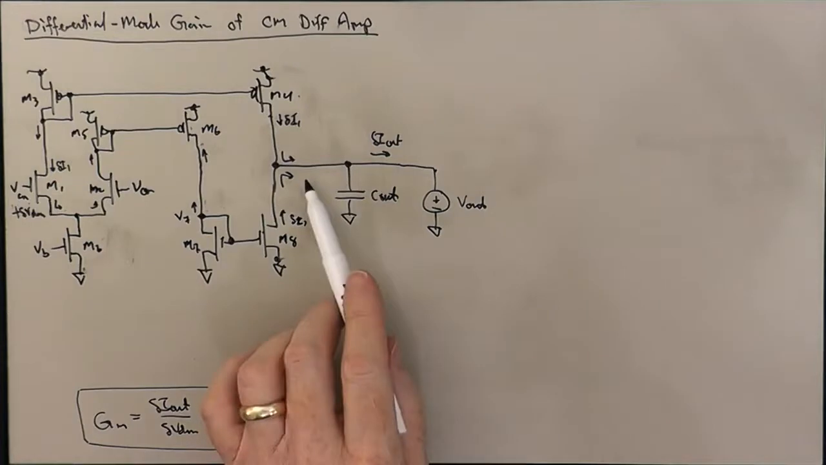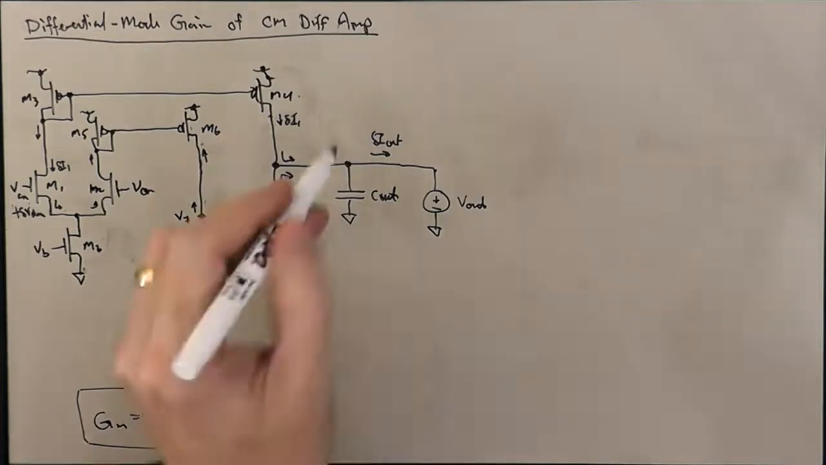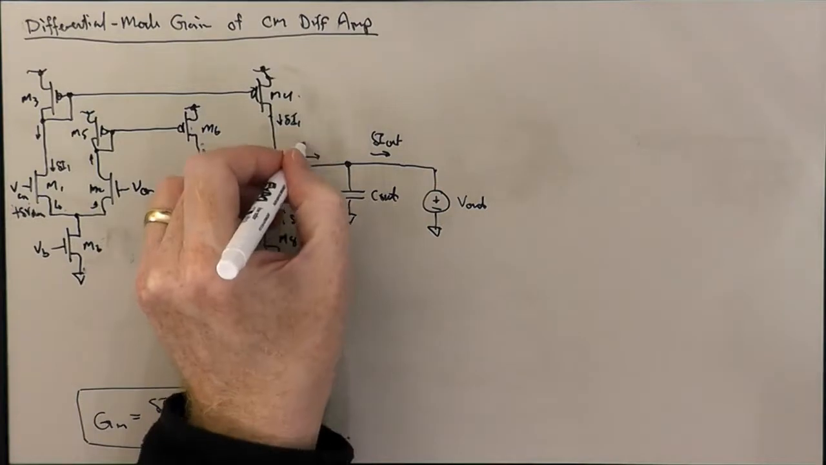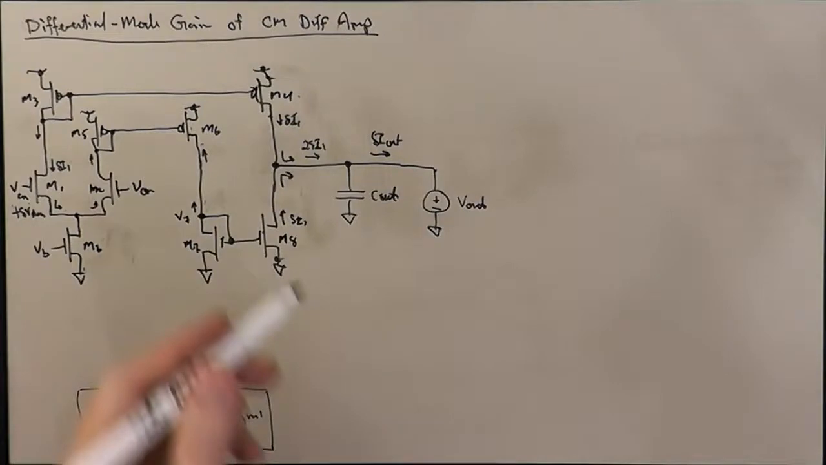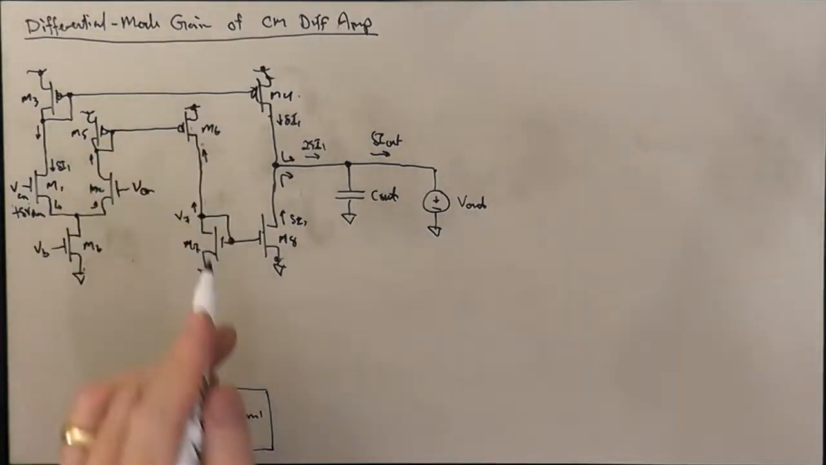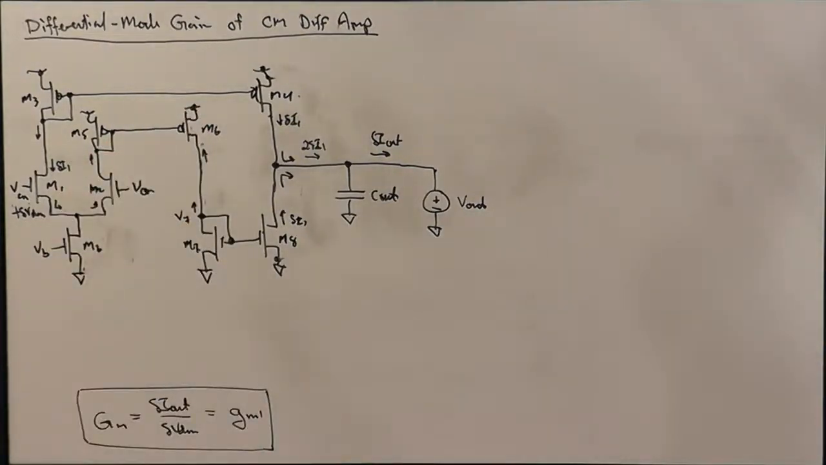Well, to here, the currents are exactly the same. We're going to have 2 delta I1 flowing out of M4 and M8, just like we had before. Question is, does this capacitor do anything to steal some of that current from the output voltage source?